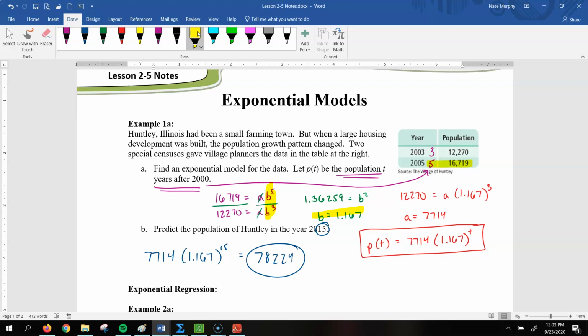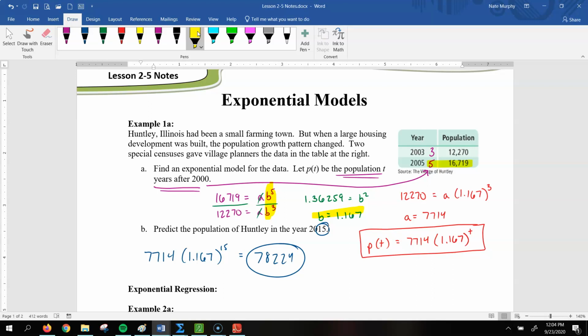Part B, then, says predict the population of Huntley in the year 2015. Now again, remember this equation is based on the fact that t, our years here, represents the years after 2000. So if I were to use 2015 as my value for x here, I would get a huge answer, and that answer is going to represent 2015 years after the year 2000. So it would be the population technically in the year 4015. So we've got to be careful when we answer these questions. So we want to use 15 as our value for x. And then in this scenario we would get 78,224.